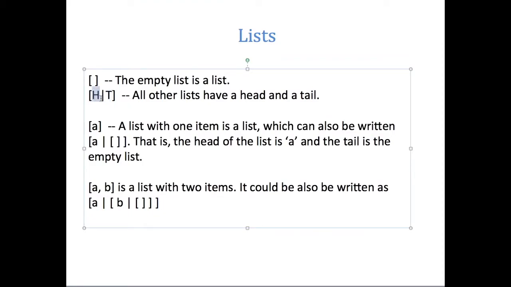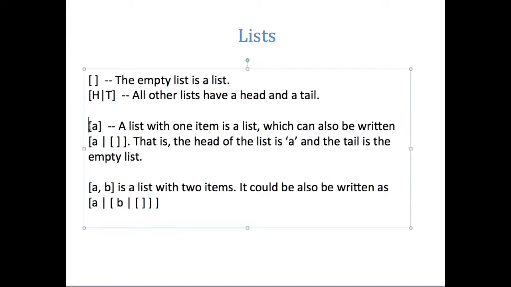So the head is going to be typically an atom. It's some element, could be a list, but for now let's just think of it as an atom. The separator shows the difference between the head and the tail, which is always a list. Now, the tail could be the empty list because that's a list, or it could be some other list.